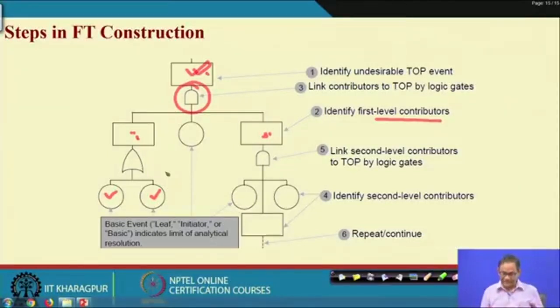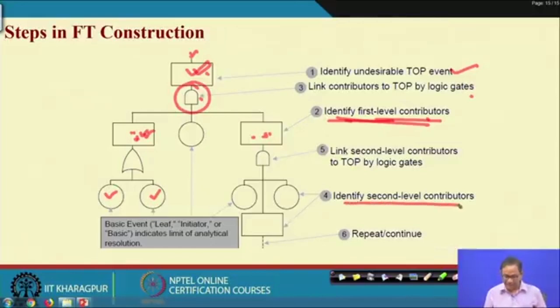So, what are the steps? Identify the undesirable top event, link contributors to the top by logic gates; that is step 3, and step 2 is identify first level contributors. Once you have this, you know the proper logic, put an AND gate, OR gate or whatever other gate is applicable. Then after 3, step 4 is to identify the second level contributors. Out of these 3 second level contributors, 2 are basic events because they are component level failures. But this one is not a basic event because it may be a subsystem level failure and requires further breakdown, and you repeat this process. So, those are the steps.